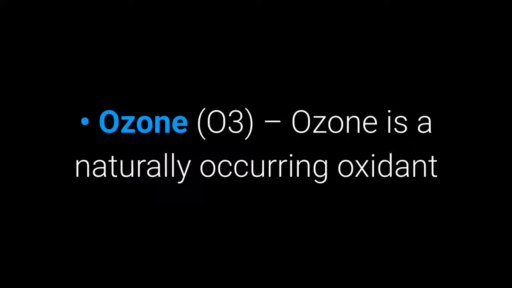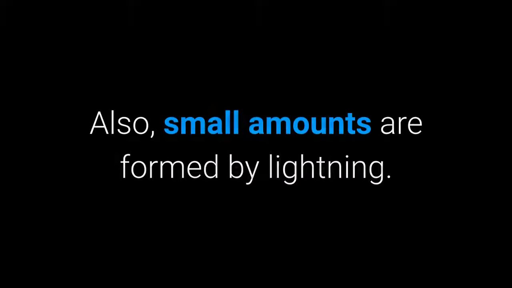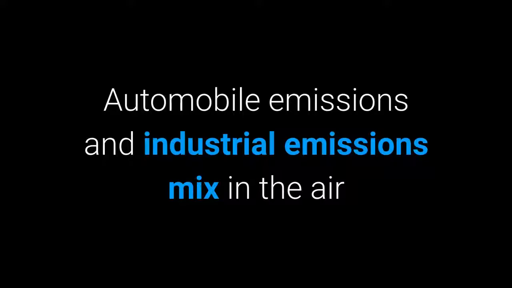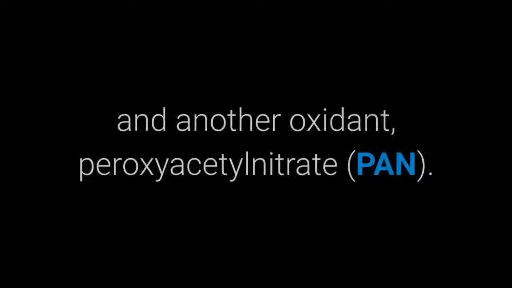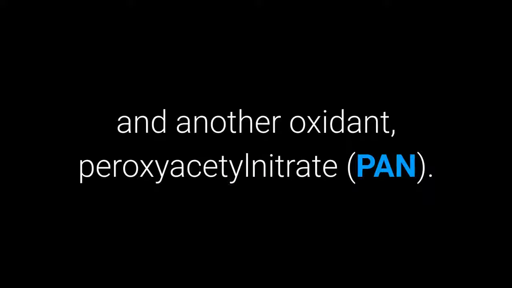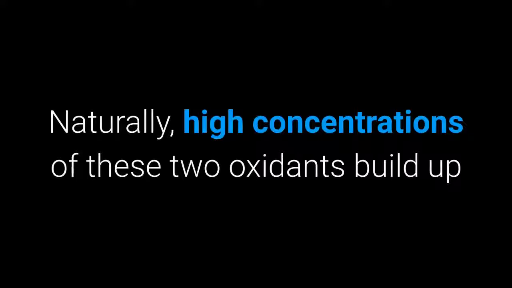Ozone is a naturally occurring oxidant that exists in the upper atmosphere. O3 may be brought to Earth by turbulence during severe storms. Also, small amounts are formed by lightning. Automobile emissions and industrial emissions mix in the air and undergo photochemical reactions in sunlight, releasing ozone and another oxidant, peroxyacetyl nitrate (PAN). Naturally, high concentrations of these 2 oxidants build up where there are many automobiles.